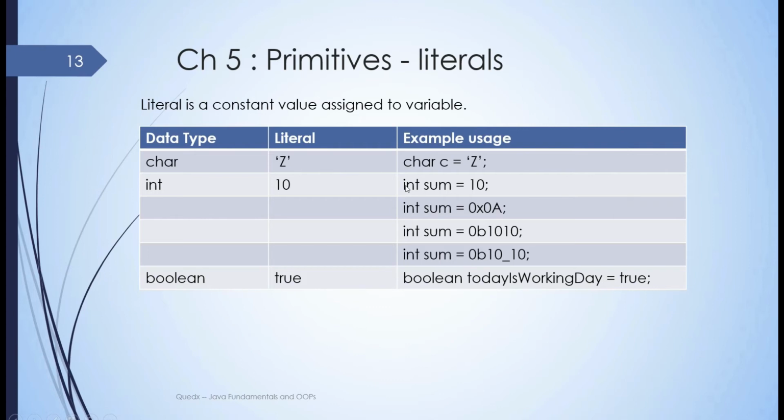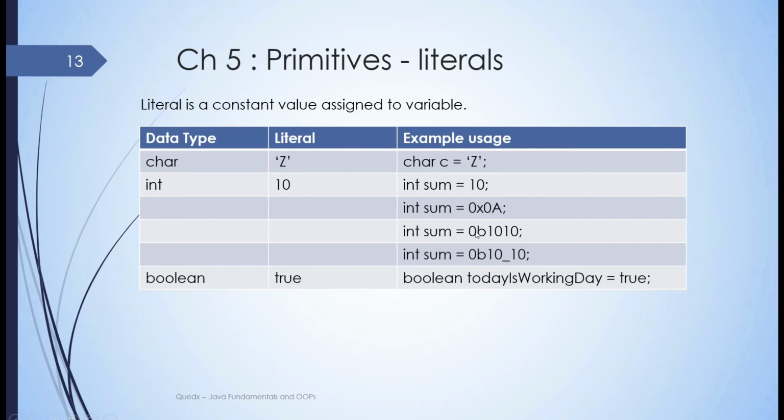It can be done in different ways. For example, if my variable type is int, let's say it is sum, and we want to assign 10 to sum, we'll say int sum equals 10. Another way to assign the same value is to prefix it with 0x, which tells me that the value after that is a hexadecimal. So 0x0a. The resultant value will be the same, it will be 10. 0a in hex is 10 in decimal.